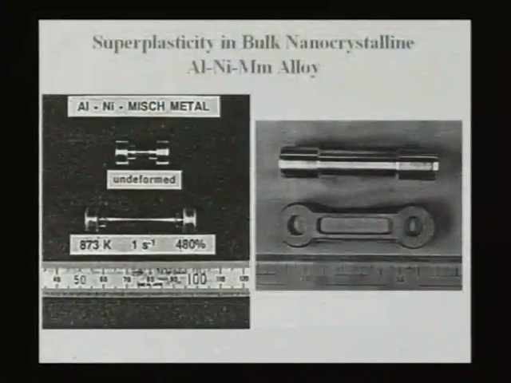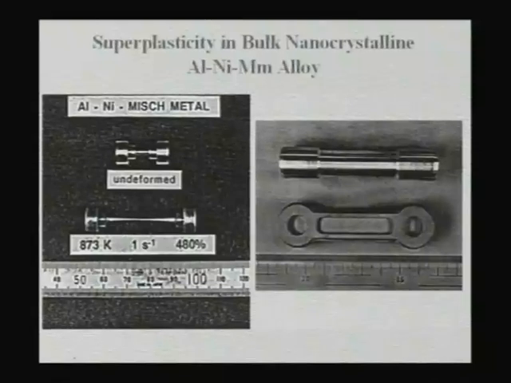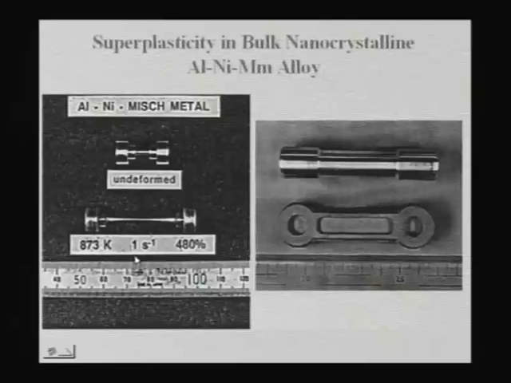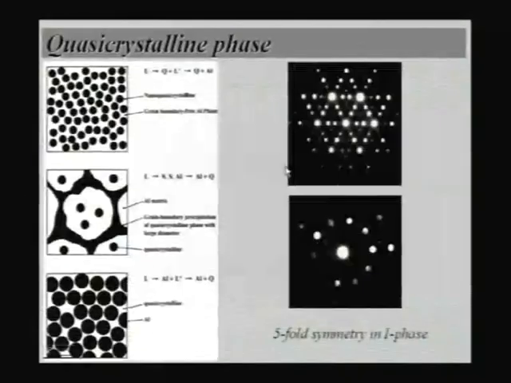And particularly in the case of bulk nanocrystalline alloys, because you have a fine crystal size, some of these alloys can behave in a superplastic manner, and that is where you can see here at about 873 Kelvin, so that means about 600 degrees centigrade, if this alloy is deformed at a strain rate of 1 per second, one can achieve almost 480%. These have also been deformed in a superplastic manner, forged into various shapes, and a number of shapes have been made in alloys like this without much problem.